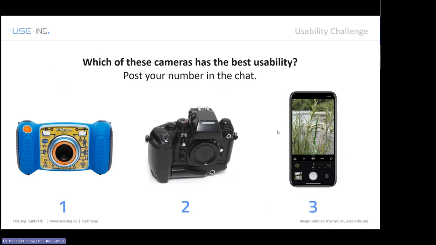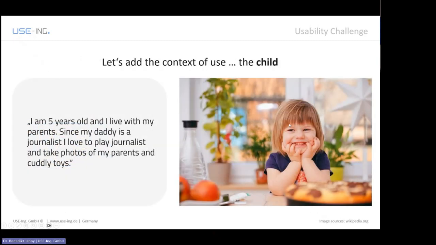I want to add some context for you. So the first user I want to present is 5-year-old Mary. She lives with her parents, and since her daddy is a journalist, she loves to play journalist and take photos of her parents and cuddly toys.